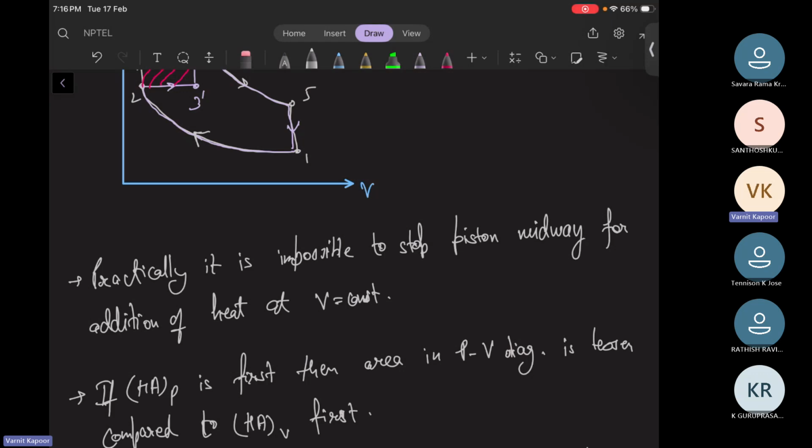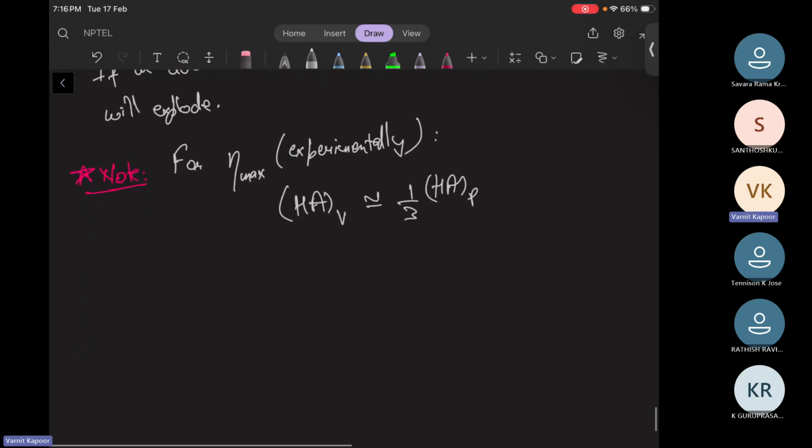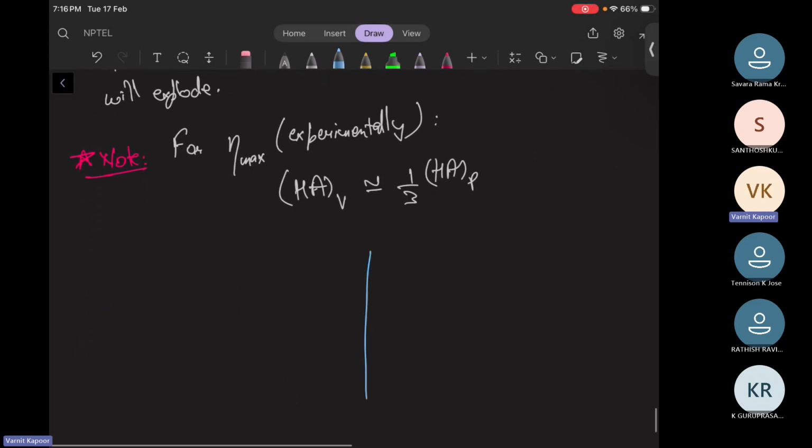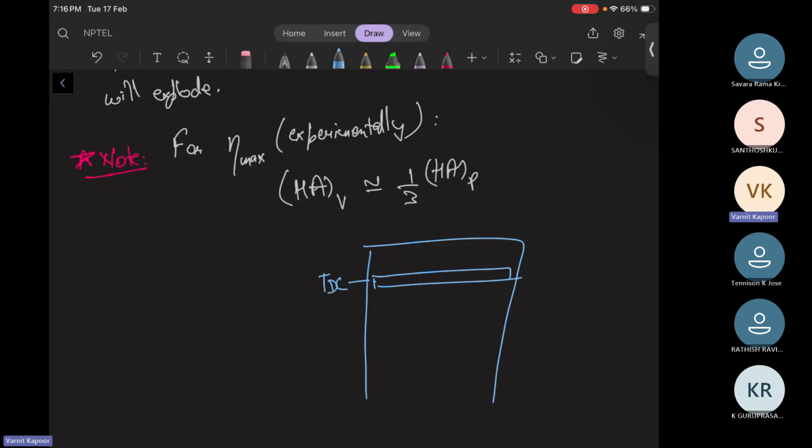But I'll give you a glimpse once again of how the constant volume heat addition is achieved. So this is my piston at TDC, and I have a fuel injector here. At that instant itself, I am providing the fuel inside, and the temperature is already very high because of the compression from BDC to TDC. So fuel will start igniting.